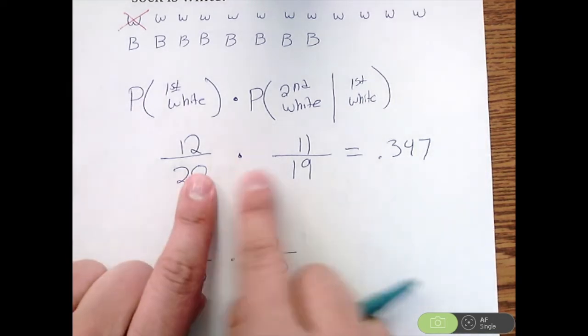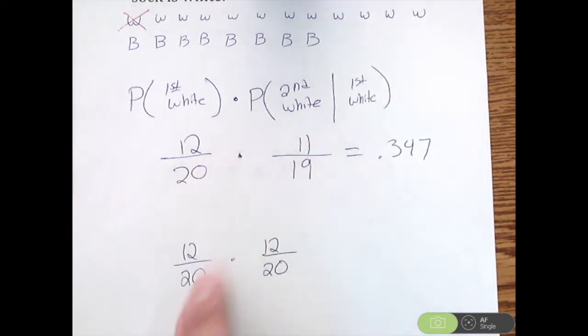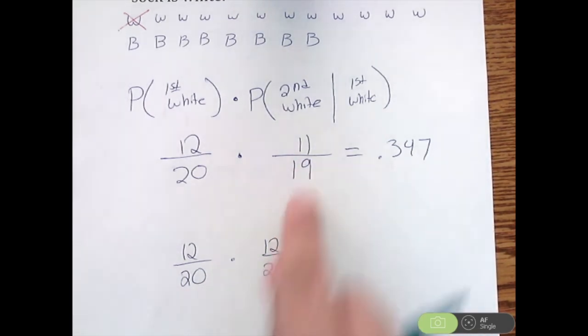Since we didn't replace it, we lost a sock. Over here, we did replace it, so we still have the same amount. So you see how those would be different. And that is the probability of independent and dependent events.